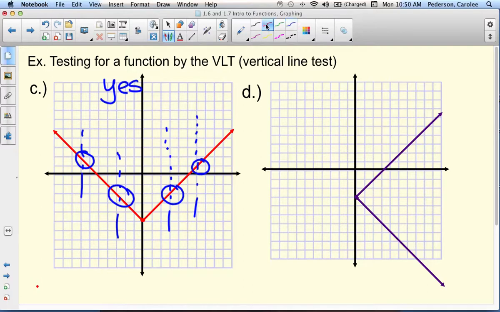Now if I come over to this last example here, D, if I draw this vertical line through here, it touches once, it touches twice in that vertical line. So we'd say this fails the vertical line test and it is not a function.